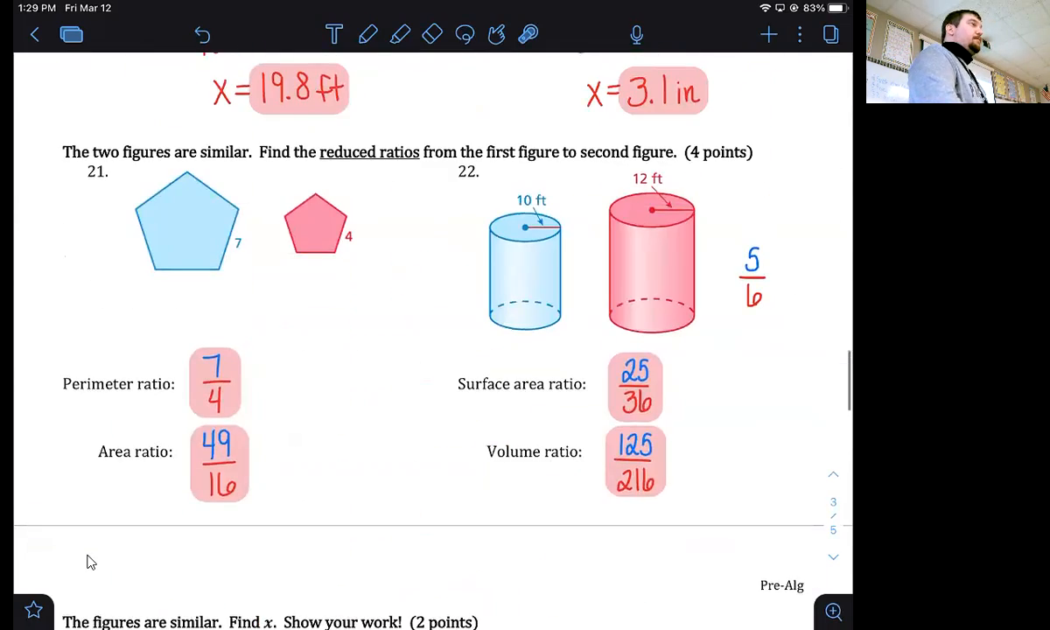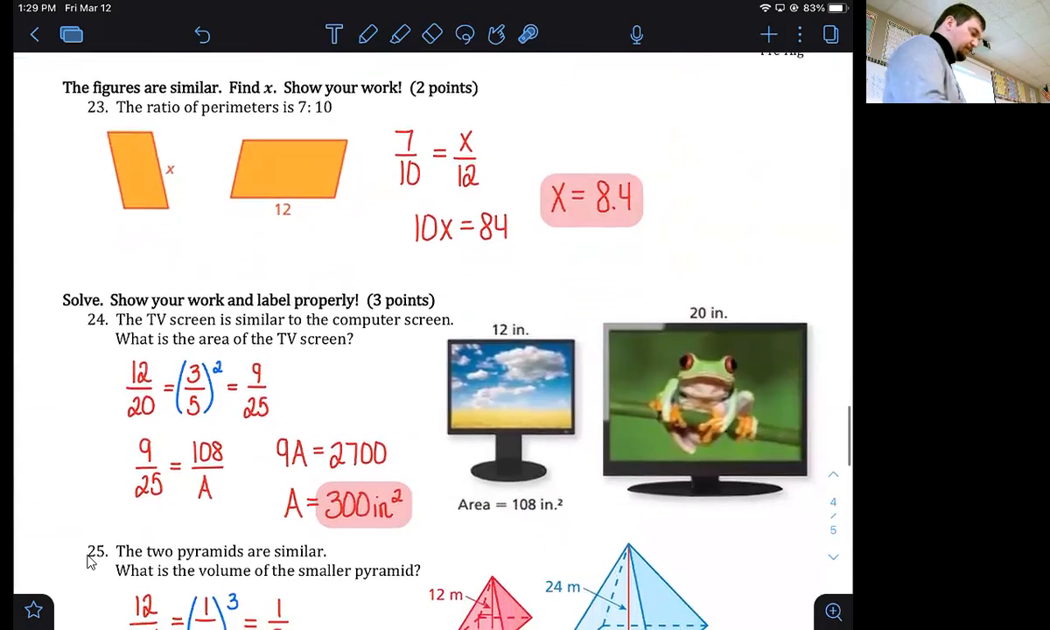Questions on the 3rd page. 4th page. The ratio of perimeters is 7 to 10. The ratio of the side lengths is the exact same. So if you know the perimeter ratio is 7 to 10, the side length ratio is going to be the same. So 7 to 10 is equal to x over 12, and you get 8.4.